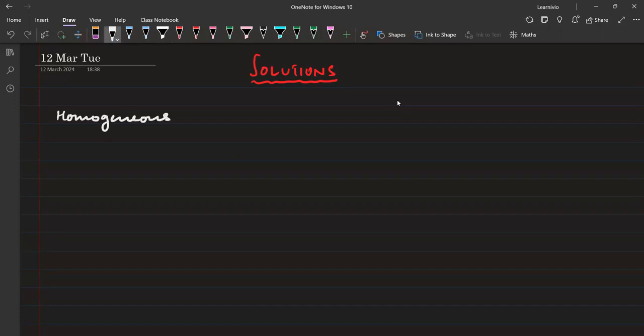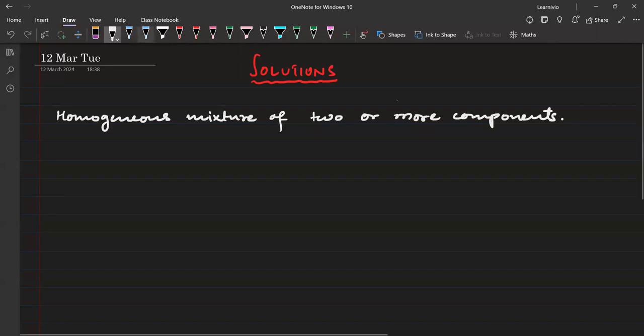Homogeneous mixture of two or more components. What is solution? Solution is a homogeneous mixture of two or more components. Homogeneous का meaning क्या होता है? Homogeneous means uniform mixture. For example, you must have prepared Rooh Afza yesterday, or maybe preparing today also.